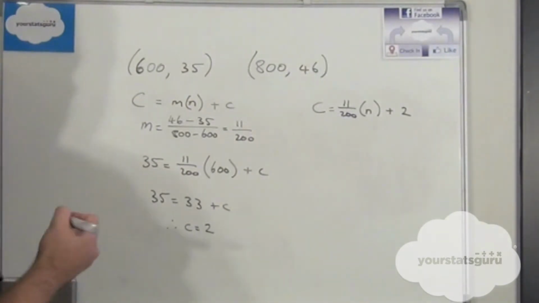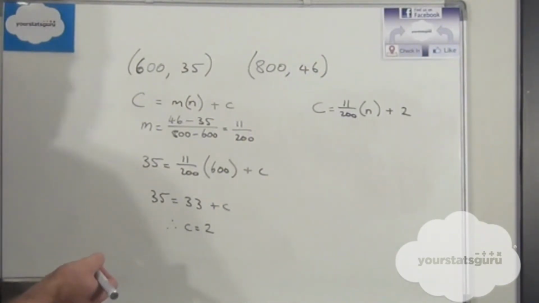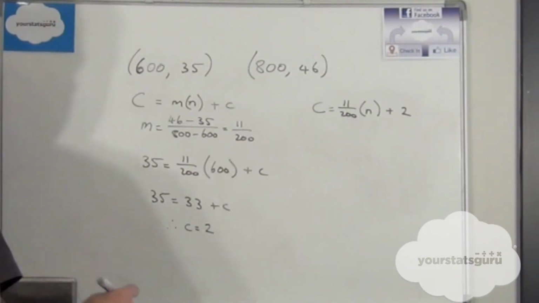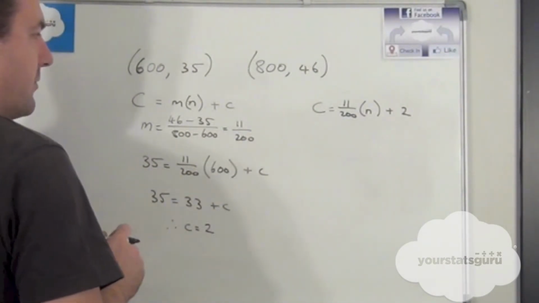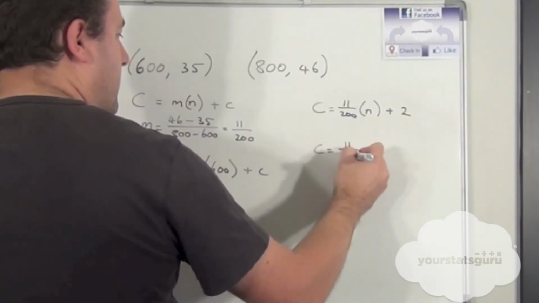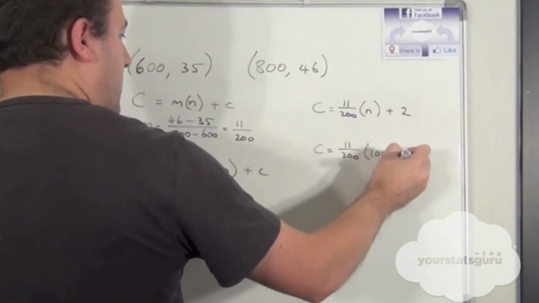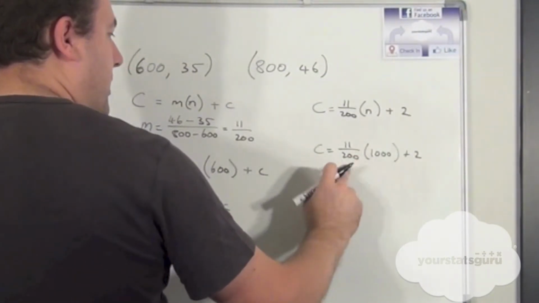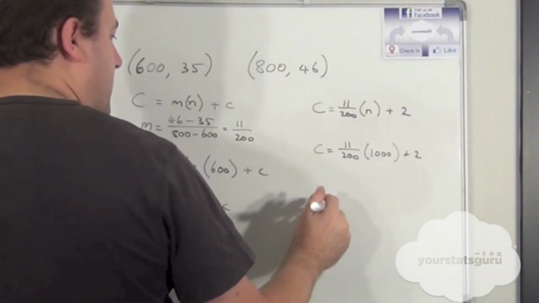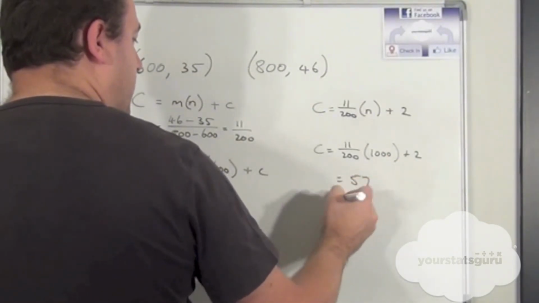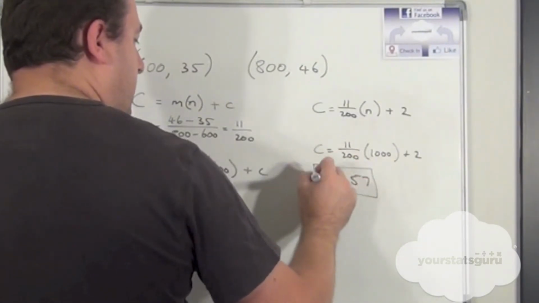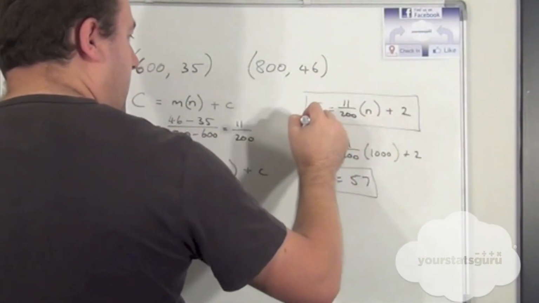The next part they ask is what is the charge if I want to print 1,000 sheets. So clearly I just substitute in 1,000 where N is. So I have C is equal to 11 over 200 times 1,000 plus 2. 200 goes into 1,000 5 times. 5 times 11 is 55 plus 2 is 57. So that is my secondary answer, and this was my primary answer.